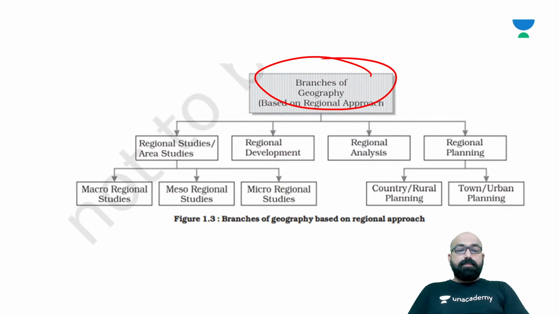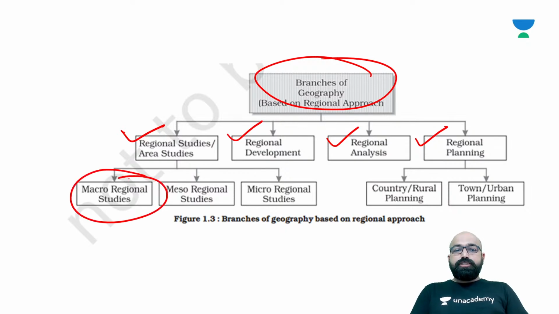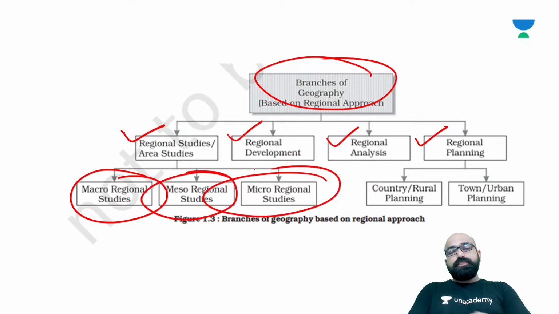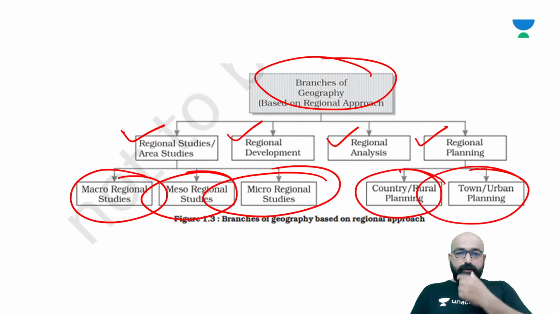So, friends, with the regional approach, there are regional studies and area studies, regional development, regional analysis, regional planning. Whereas in the regional studies and area studies, the parts are macro regional studies, meso regional studies, micro regional studies. Whereas in regional planning, the country or rural planning, town and urban planning is there.